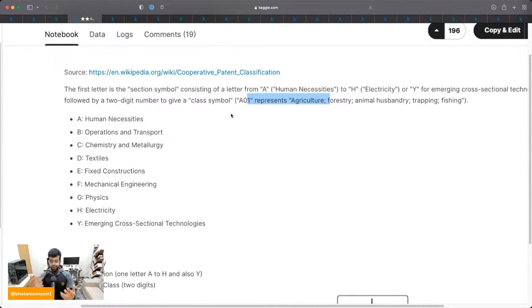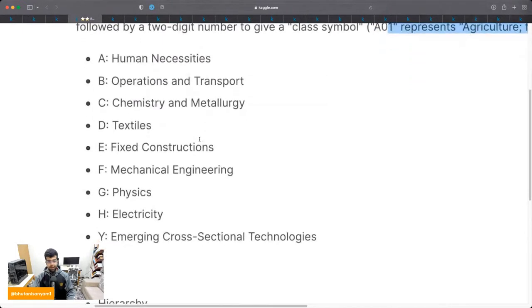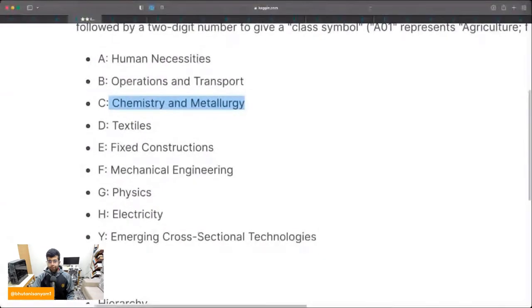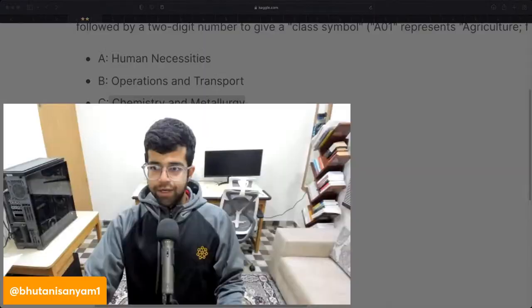As you're working through these legal documents, you're supposed to figure out if the words or the phrases are similar. B means operations and transport. C is chemistry and metallurgy. Why am I highlighting this? The thing worth pointing out here is that when you're training these backbones, RoBERTa Large, Electra, BERT, they usually aren't trained on a data set that has a lot of chemistry jargon in there, right? Or electronics, or maybe human necessities might be present, I would imagine.